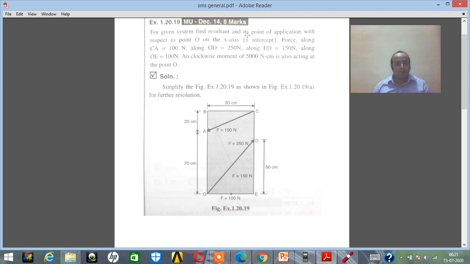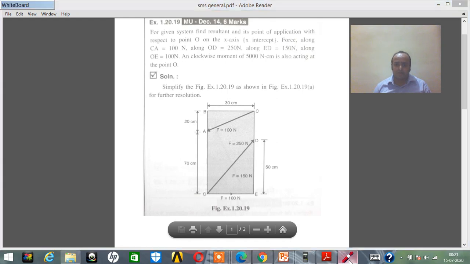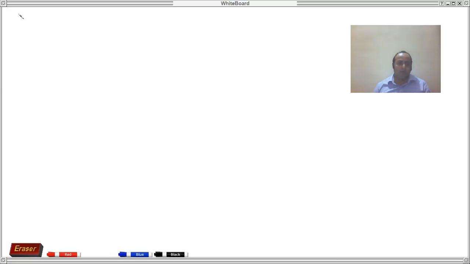Now we are supposed to find R, theta, the distance d with respect to point O as well as the x-intercept, that is the distance x from the point O. Now let's draw the free body diagram of it. One by one, let's write down first of all what we are supposed to find: R, theta, distance d as well as the x-intercept, that is x.